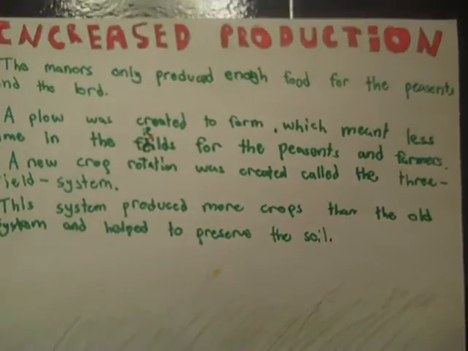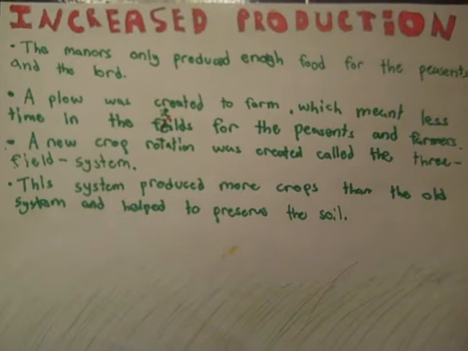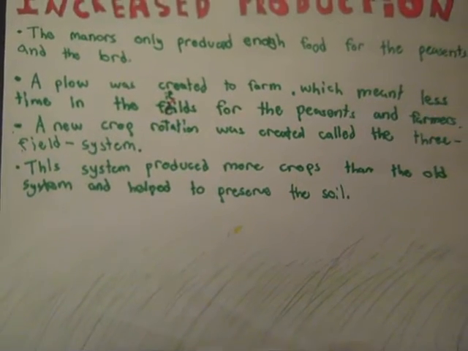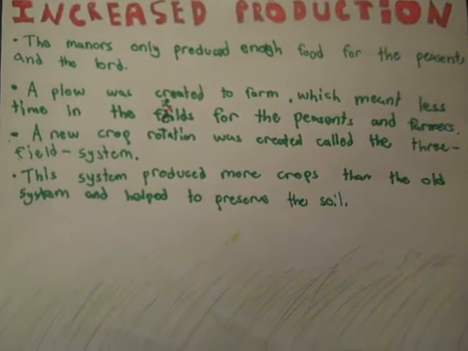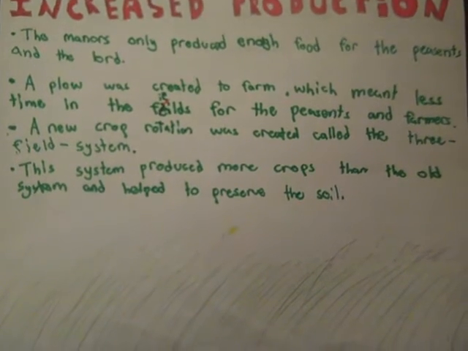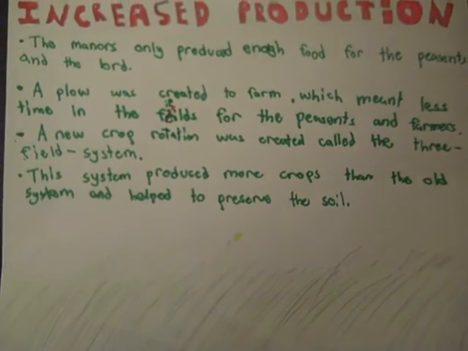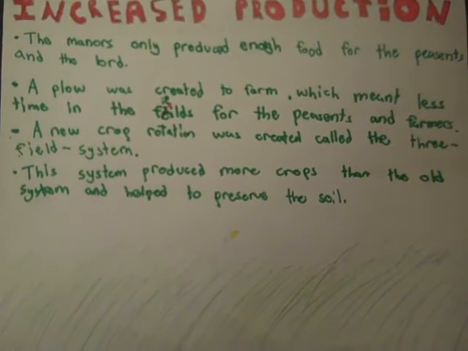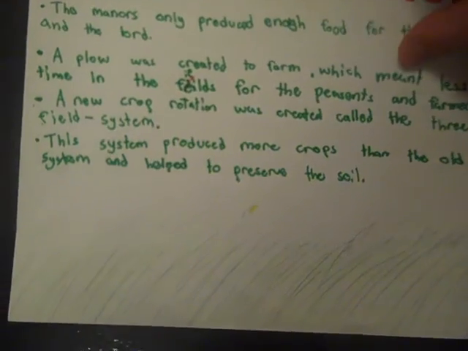Increased production. The manors only produced enough food for the peasants and the lord. A plow was created to farm, which meant less time in the fields for the peasants and farmers. A new crop rotation was created called a three-field system. This system produced more crops than the old system and helped to preserve the soil. Those are the crops that are being farmed.